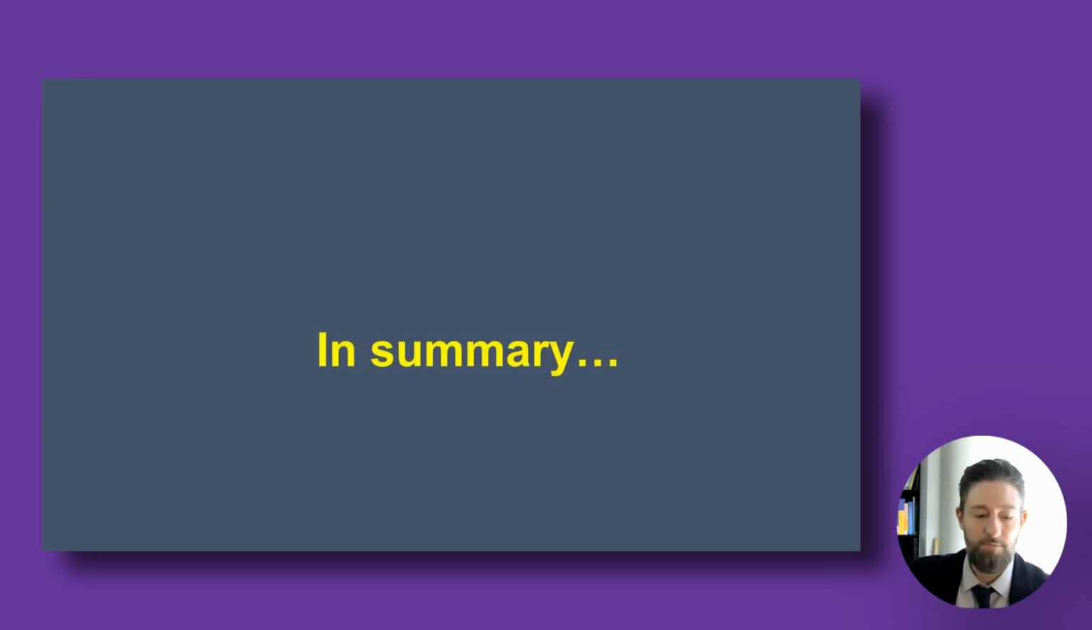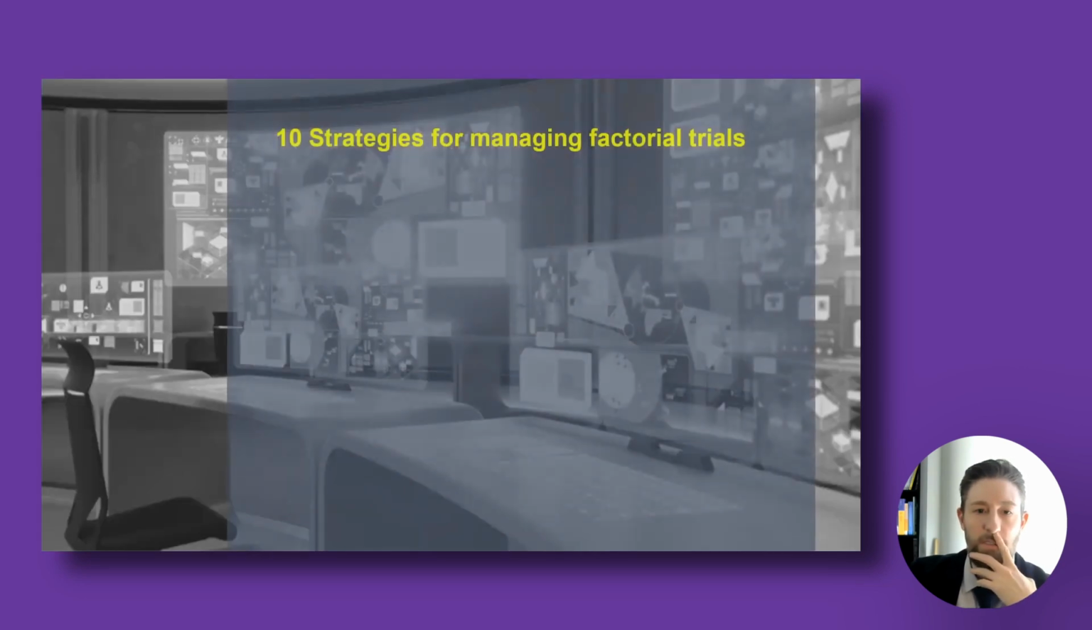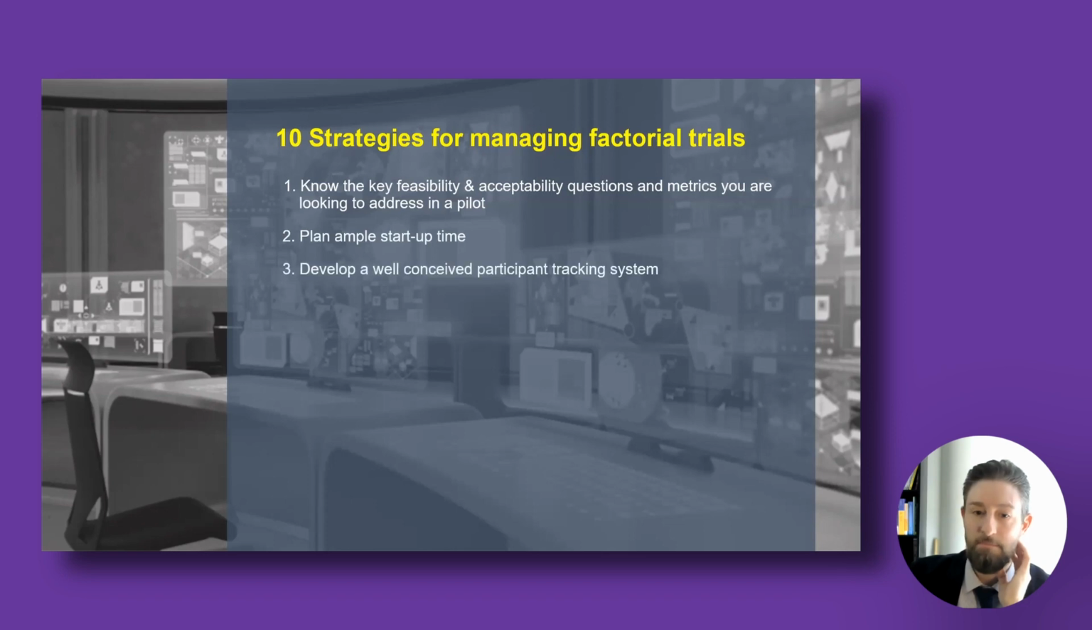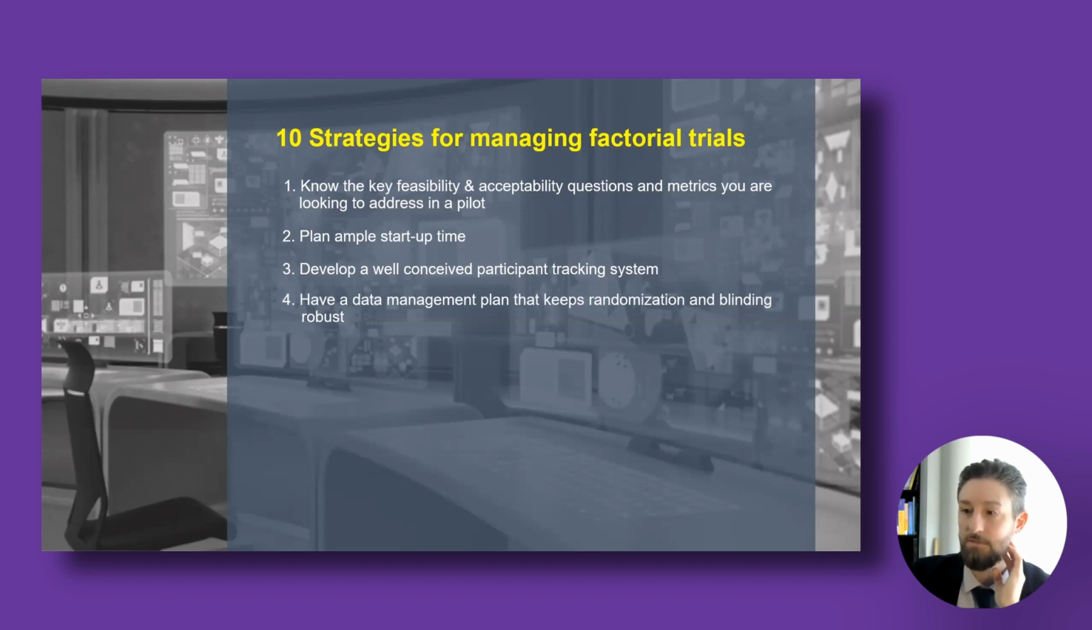So in summary, the 10 things are knowing the feasibility and acceptability questions and metrics you are looking to address in a pilot. And again, I would stress, if you've never done a factorial trial or if you've never done a trial period, totally do a pilot. You'll feel better. Plan ample startup time. Develop a tracking system that will help you at any one time have a 30,000-foot view of your study and how it's going. I would have a data management plan that keeps randomization and blinding robust.